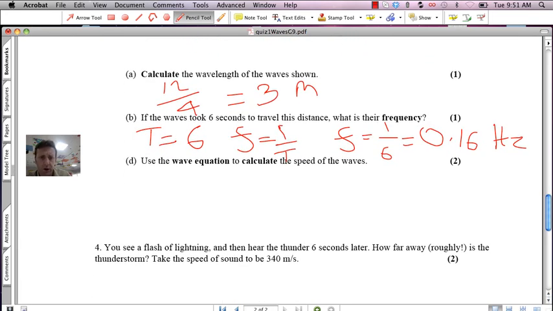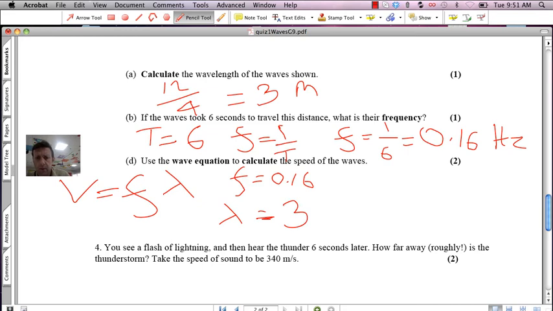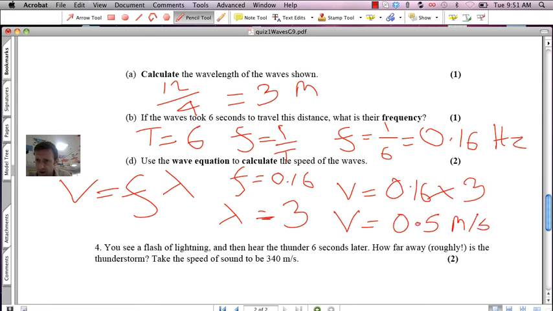Use the wave equation to calculate the speed of the waves. Okay, wave equation is this, v equals f lambda. What is my f? F is 0.16. Lambda I've just worked out is 3. So v equals f, substitute in 0.16 times my wavelength, 3. So v equals 0.5 meters per second.